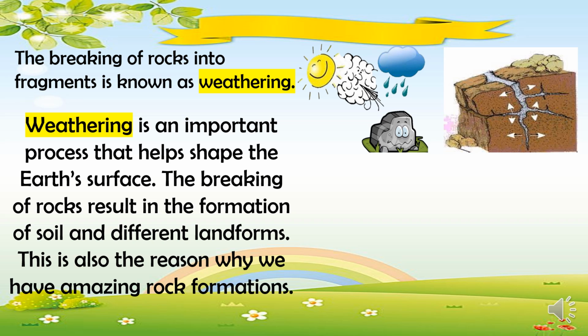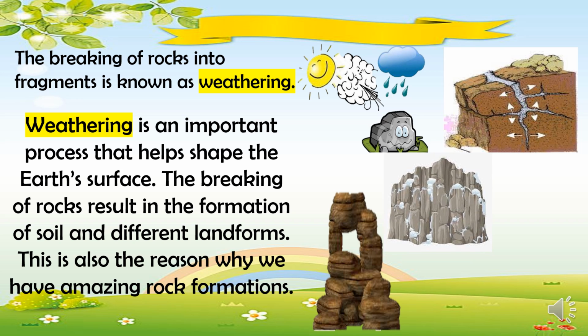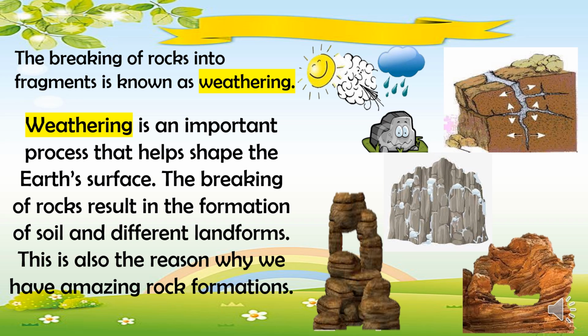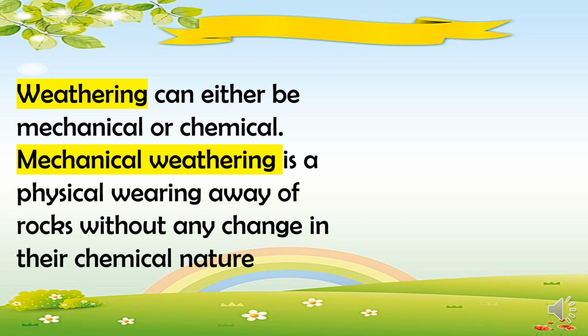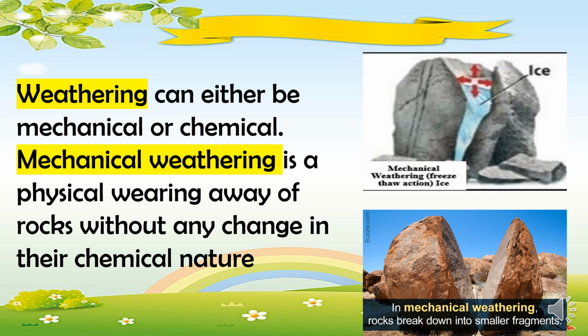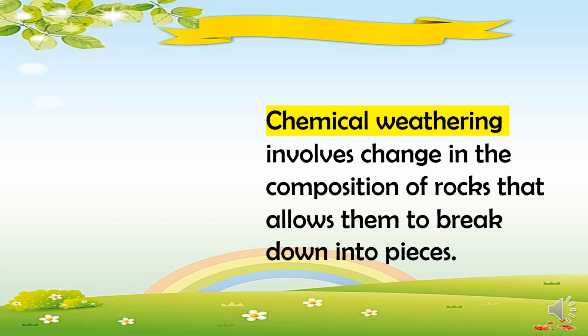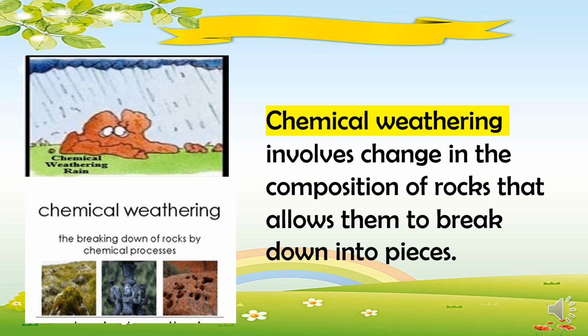Weathering is an important process that helps shape the Earth's surface. The breaking of rocks results in the formation of soil and different landforms. This is the reason why we have amazing rock formations. Weathering can either be mechanical or chemical. Mechanical weathering is a physical wearing away of rocks without any change in their chemical nature, while chemical weathering involves change in the composition of rocks that allows them to break down into pieces.